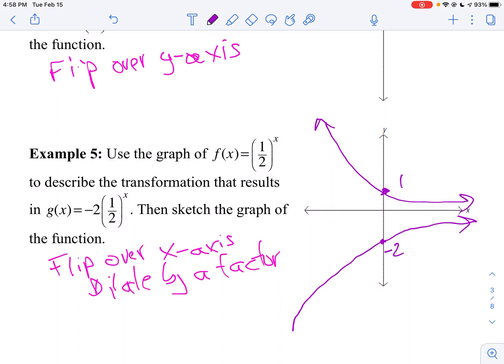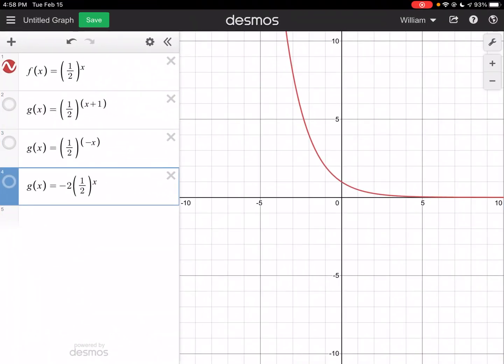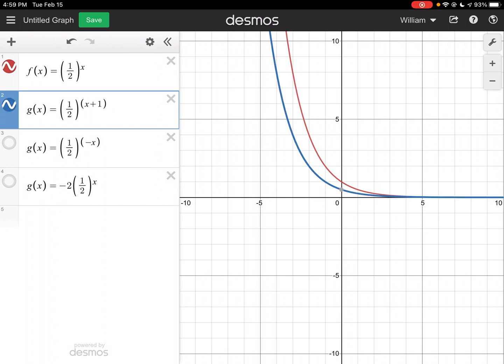Now, we can use technology probably to see this a lot easier. Here's my parent function, 1/2 to the x. When I do my horizontal transformation, let me get that to show up for you so you can see it. There we go. So there is 1/2 to the x plus 1 power. Notice everything got moved to the left one, because it's x plus 1.